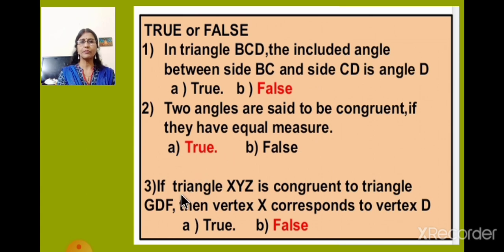Now third question, one more question. If triangle XYZ is congruent to triangle GDF, then vertex X corresponds to vertex D. You can see here, these are the two triangles. First triangle is XYZ and second triangle is GDF. So vertex X will correspond to G. And what is given in the statement? They have given D. So is it true? No, it is false. So we will select B option, which is false.